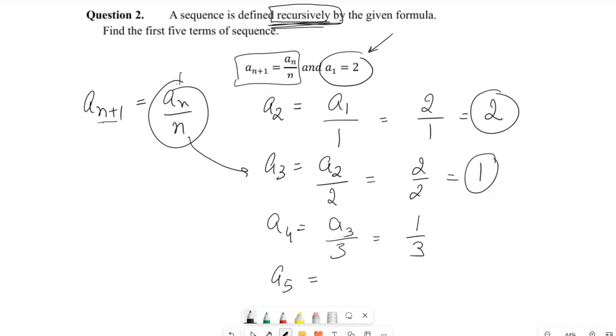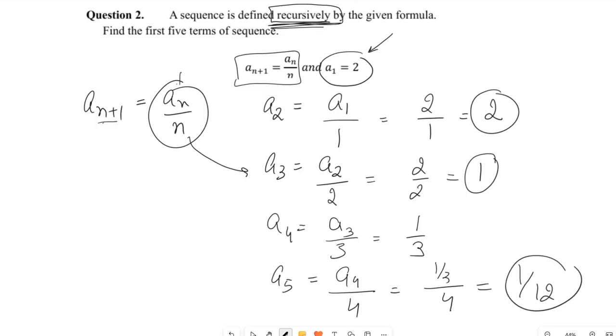For a5, using our formula, the previous term a4 divided by 4. a4 is 1/3 over 4. The answer is 1 over 12. So these are the first 5 terms. The first term is automatically given, you just need to find the first 4 terms.